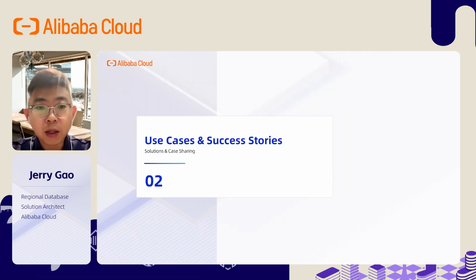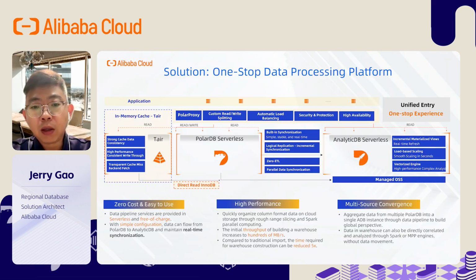In the second part, let's walk through some typical solutions and real customer cases. Actually, most of the time, we are not using one single database. Based on our real cases, we need to use several databases in combination to support the whole business scenario. In this page, this is a typical solution example. As you can see here, Tair is used for in-memory access acceleration. And we know PolarDB is a transactional database. PolarDB serverless is used for automatic scaling of the transactional workload.